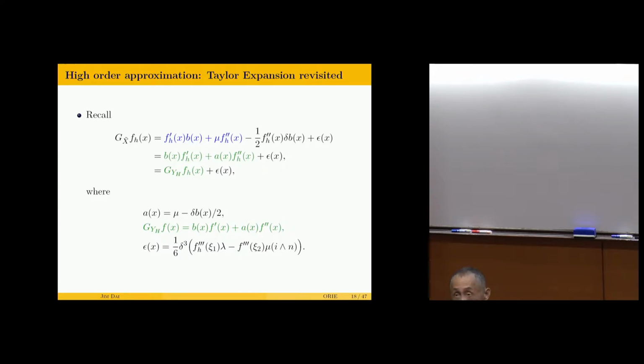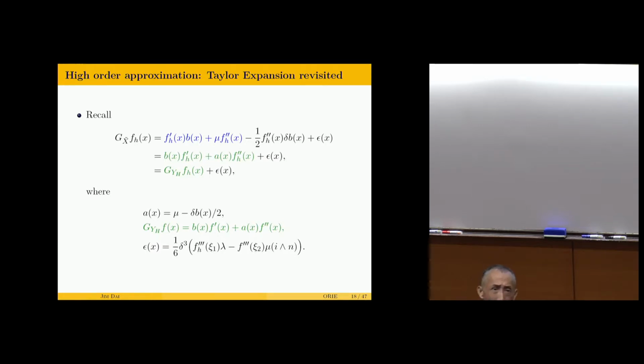And H hopefully stands for what? High order. So if I'm using this one, then epsilon is the same as this high order one. That is a third derivative. It's here. So now if this is a Stein operator, now you have a bit more work to do, because of the state-dependent diffusion coefficient.